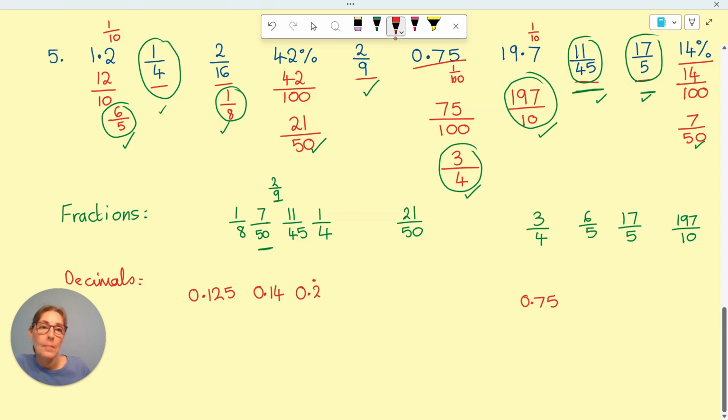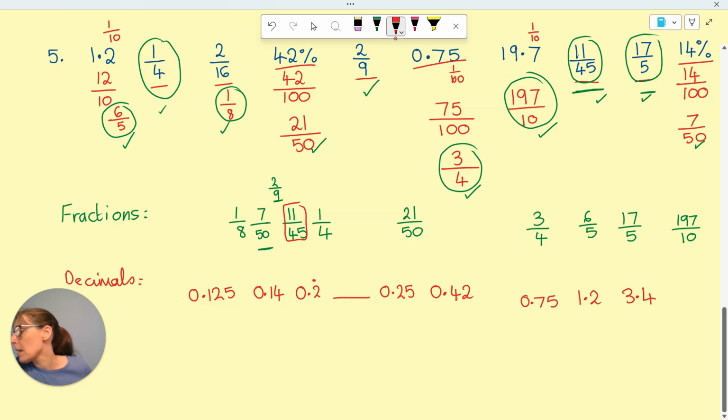11/45, which one was that? I'm going to look at that. I'm not sure about that one. So it probably goes there. 1/4 is 0.25. 21/50, which actually is 42%, which is 0.42. 6/5, I know that's 1.2. I think it's 1.2. 17/5. Now 3/5 are 15. And then 2/5 is left over, 16, 17, which is 3.4.